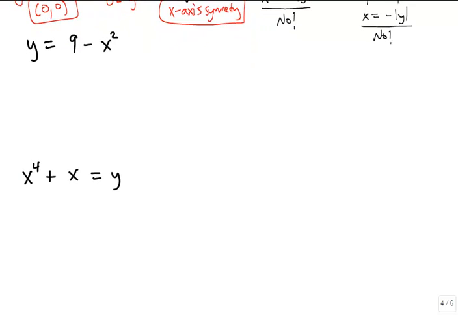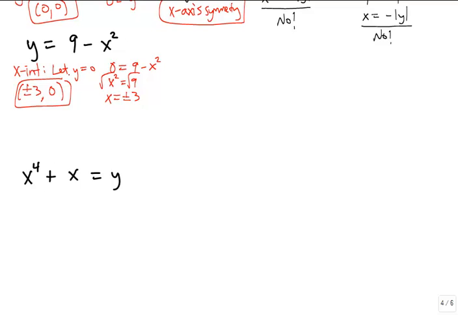All right, let's try a couple more. y equals 9 minus x squared. So let's find our intercepts. To find the x-intercept, I'm going to let y be 0. So I'm going to put a 0 on this side of the equation. Now this one should be fairly simple to solve. I'm going to add that x squared over to the left side and take a square root of both sides. Don't forget your plus or minus, because we do get two solutions. So if x is plus or minus 3, then the y value is 0. So I have two x-intercepts.